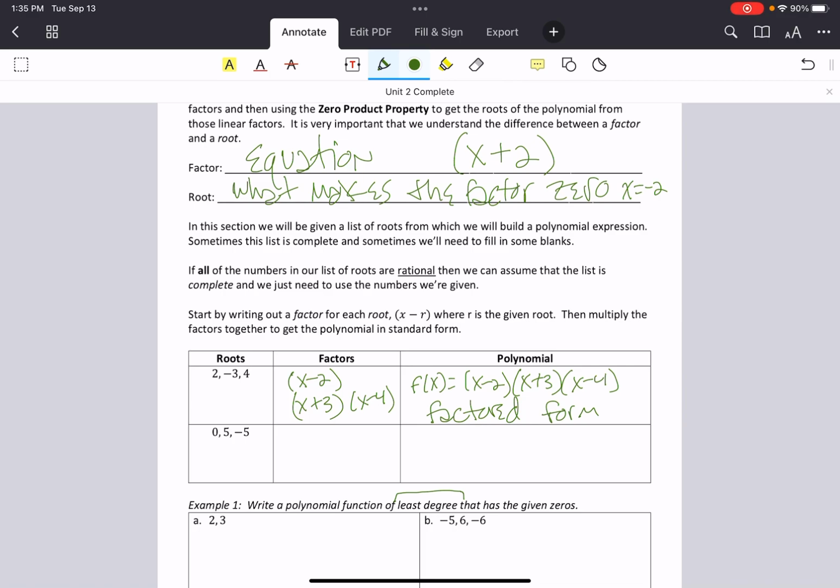Okay, what factor goes with 0? Very good. Just x. And then x minus 5 and x plus 5. So if I was going to write it like a nice polynomial in factored form, it could look like this. Does it matter what order I put all the factors in? No, because multiplication is commutative.